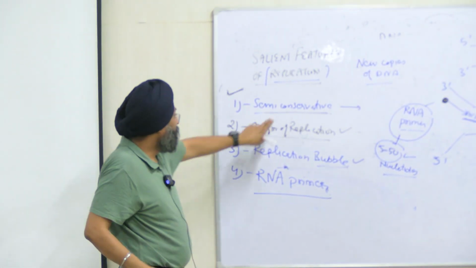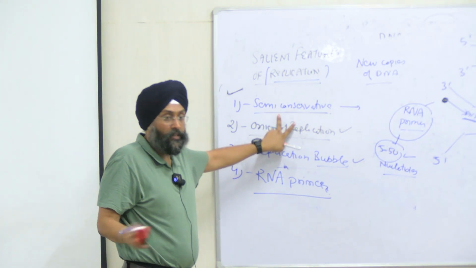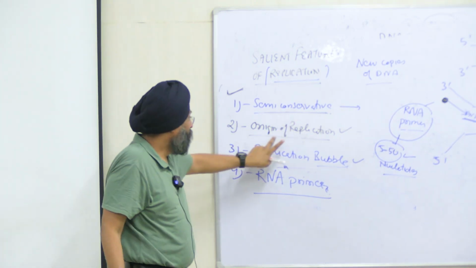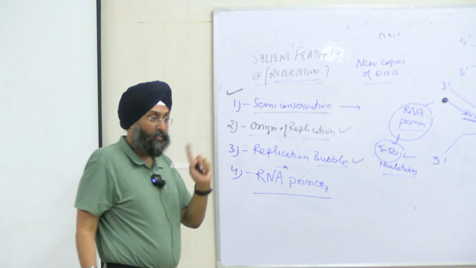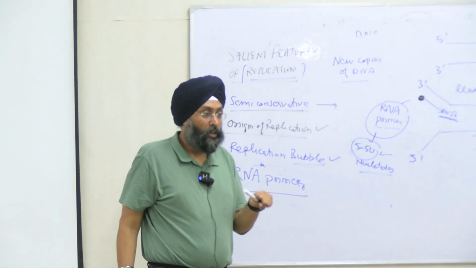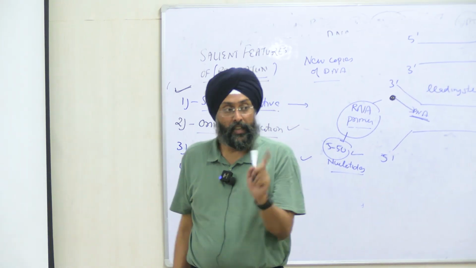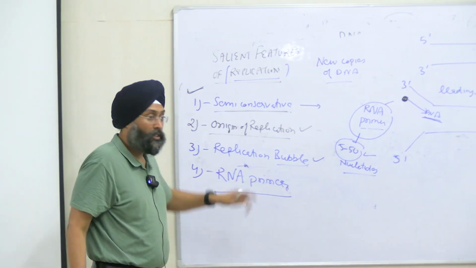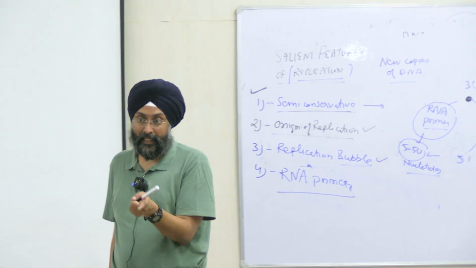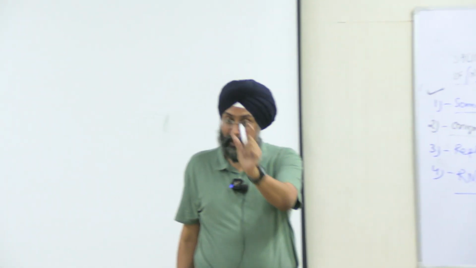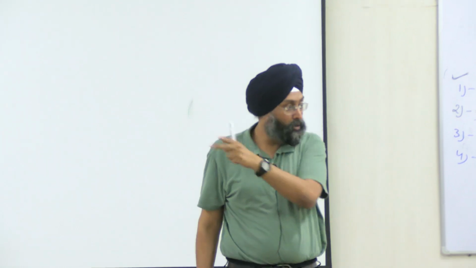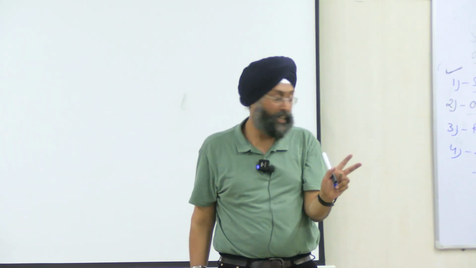So I repeat, semi-conservative: half of the original DNA is conserved. Origin of replication: there is a difference between prokaryotes and eukaryotes. Prokaryotes have a single origin, eukaryotes have multiple origins. In the same way for replication bubbles, prokaryotes have a single origin, so a single bubble is formed. In eukaryotes, multiple origins are there, so multiple bubbles are formed.